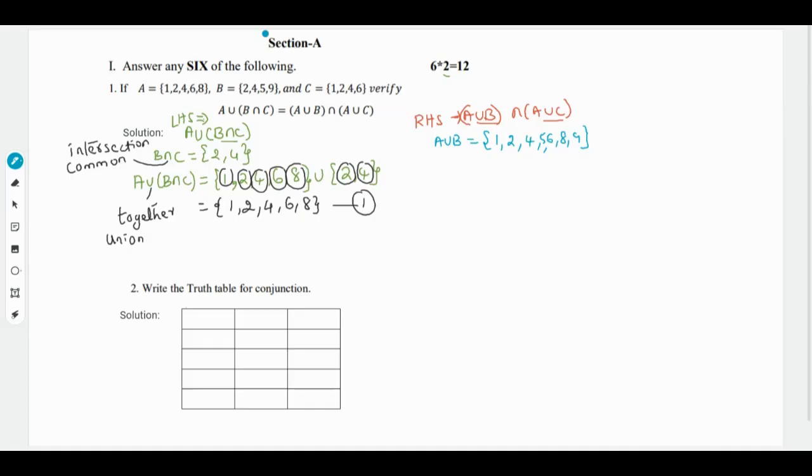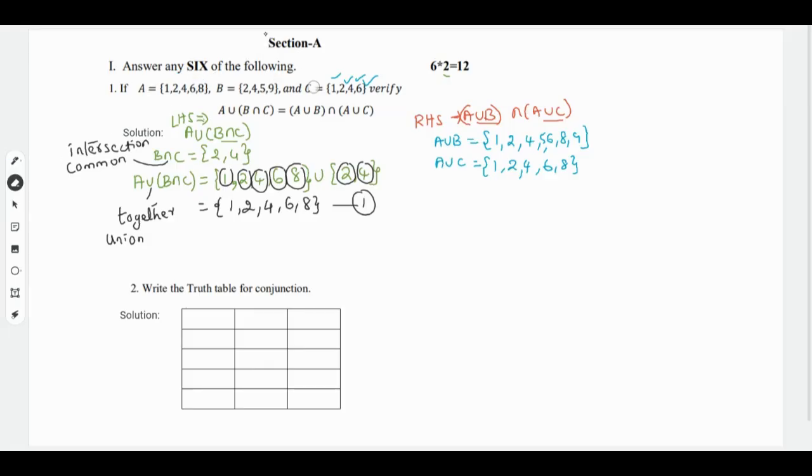Now similarly we'll find A union C. A has 1, we have 1, then 2, 2, then we have 4, 4, then we have 6, 6, and then left out is 8. So this is A union B and A union C.